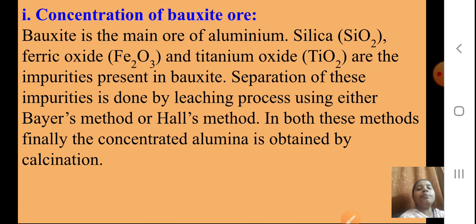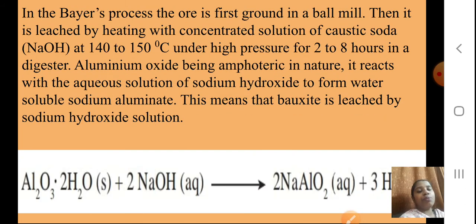Now we'll proceed. First we will see Bayer's process. In Bayer's process, the ore is first ground in a ball mill, crushed in the mill. Then it is leached. Leach means it is heated with a concentrated solution of caustic soda. Caustic soda is nothing but sodium hydroxide, NaOH, at 140 to 150 degrees Celsius under very high pressure for 2 to 8 hours, in a digester. A digester is a tank where it is continuously heated.